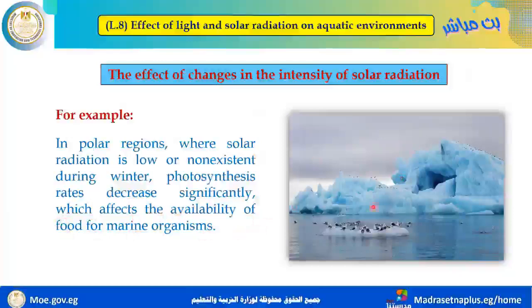So, if you look at this picture, the intensity of the light is very low. Okay, so that will affect the photosynthesis process for the marine plants. Okay, and that can affect what? The availability of food for marine organisms. So the change in the intensity of the solar radiation also affects the conditions of the ecosystem in this area.